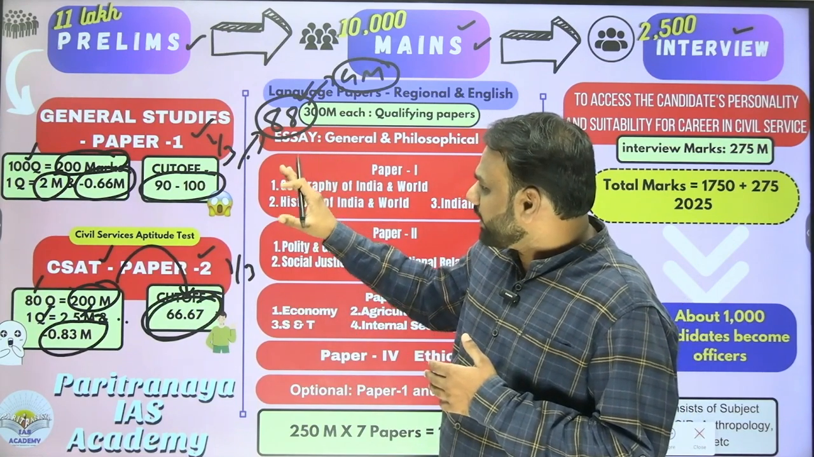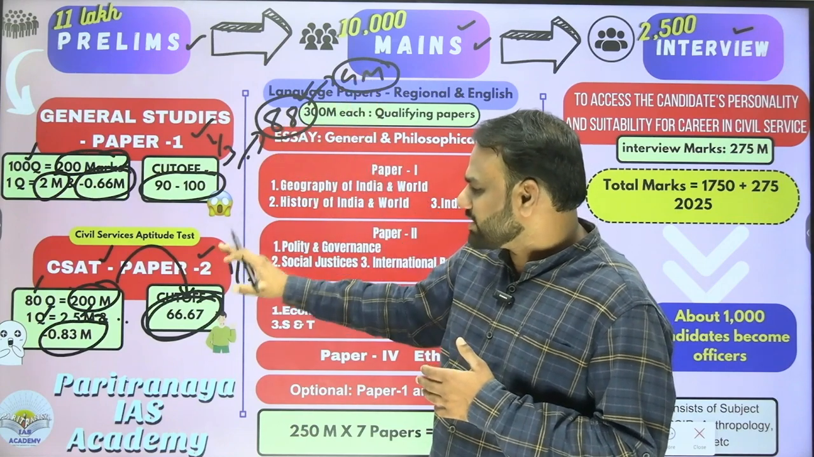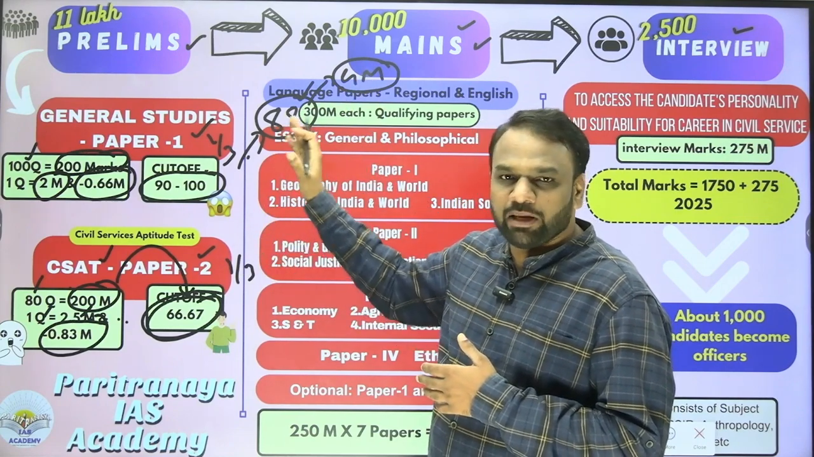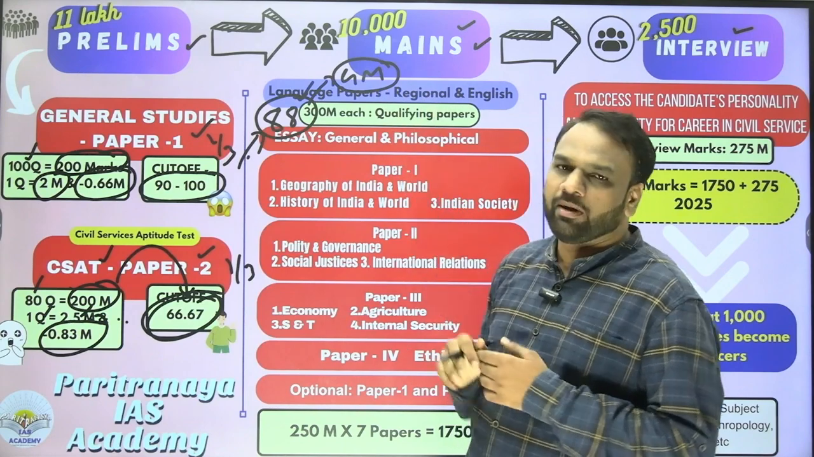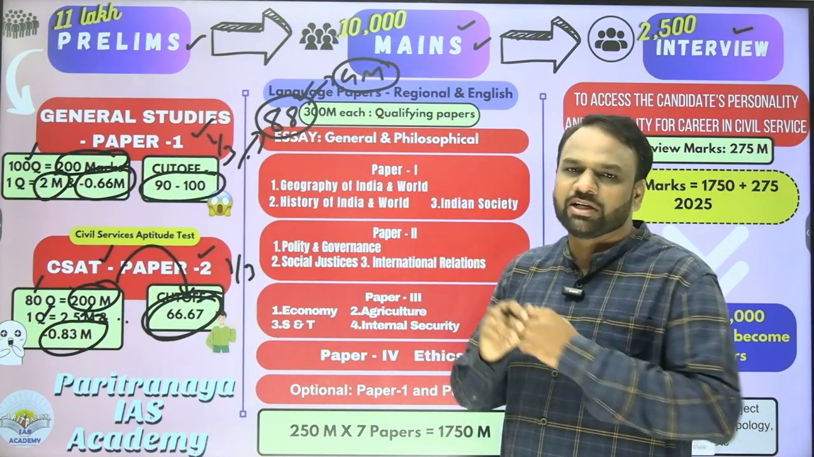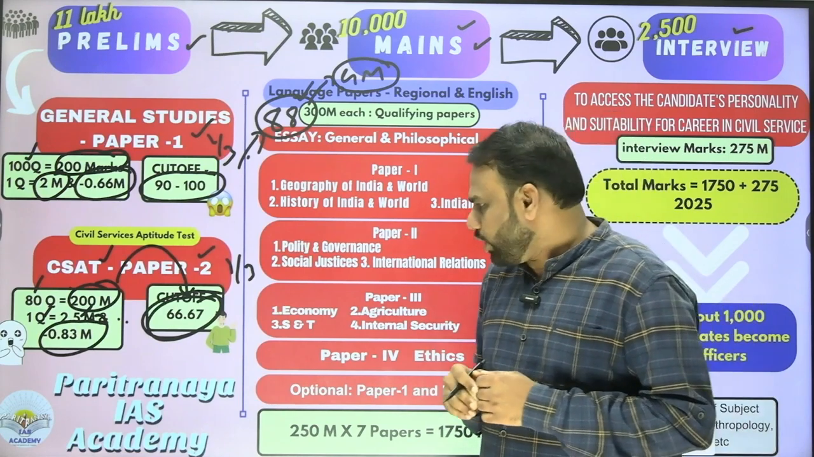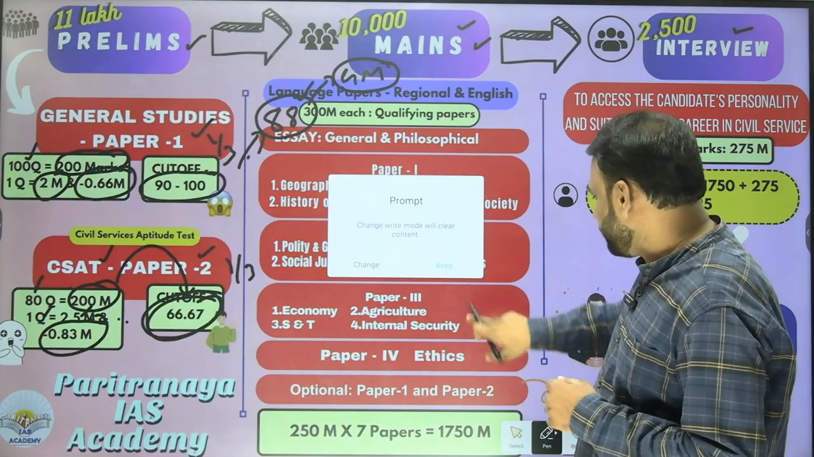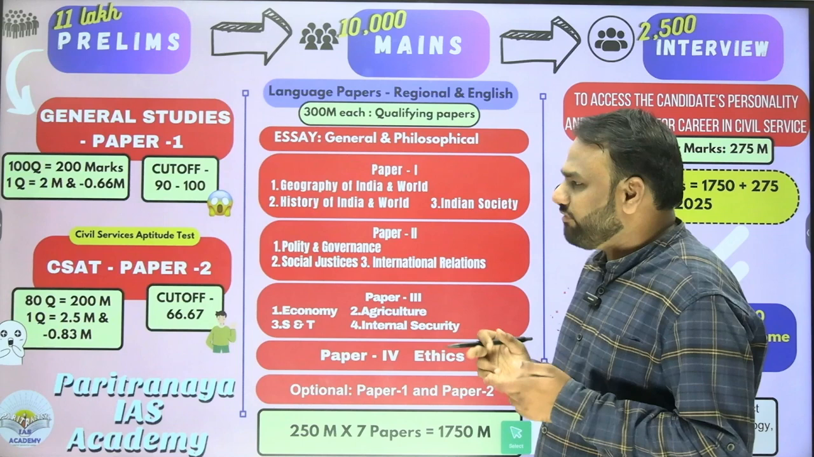So those who get more than 88 and more than 66.67 in prelims are qualified to appear for mains. So they are qualified for the first stage. Now they'll be going to the second stage. Okay, second stage. So how many candidates will go to the second stage? Again, every year it varies.